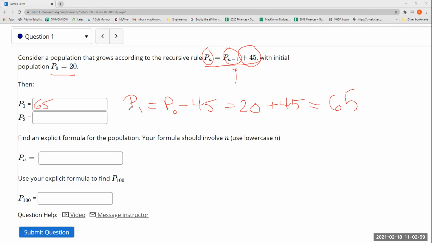Now for P2, by that same logic, I'm going to take P1 and add 45 to that. Well, I found that P1 was 65, so now I'm going to take 65 and add 45 to it, and I'm going to get 110.